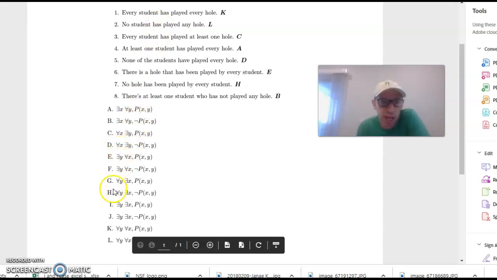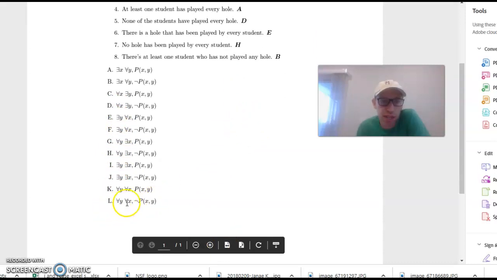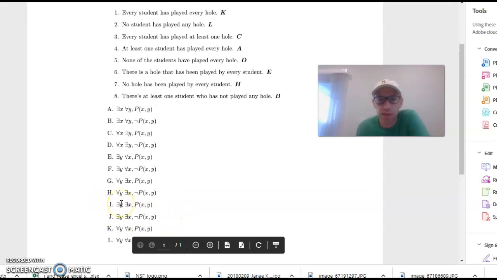So we look down, and it turns out to be right at the end there. For any hole you choose, and for any student you choose, it's not the case that the student has played a hole. Another way, no student has played any hole. That's our answer.